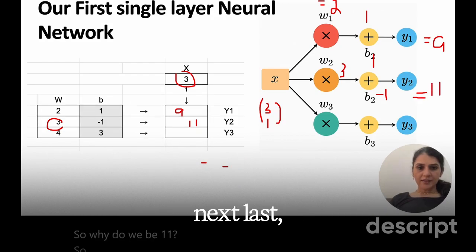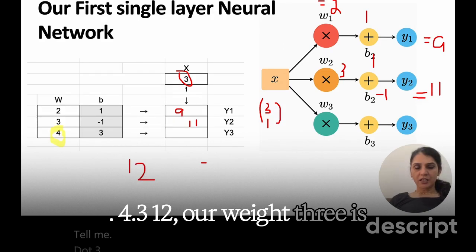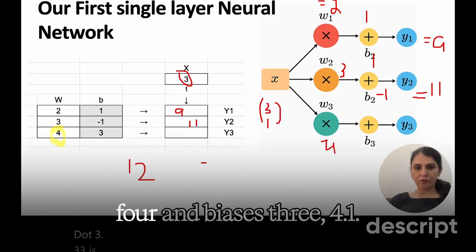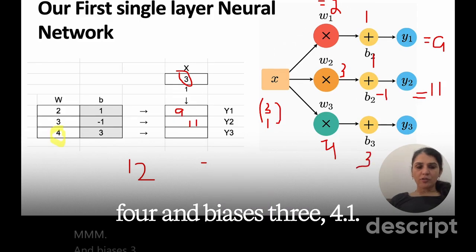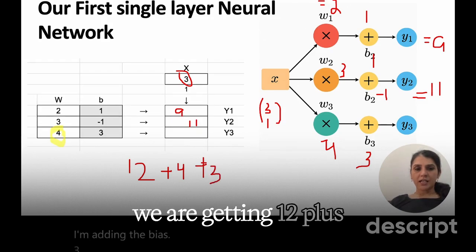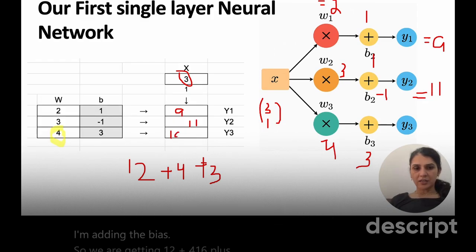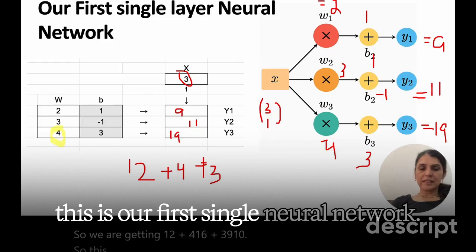Next, the last element, 4 dot 3, 12. Our weight 3 is 4 and bias is 3. 4 dot 1 and adding the bias 3. We are getting 12 plus 4, 16, plus 3, 19. This is our first single layer neural network.